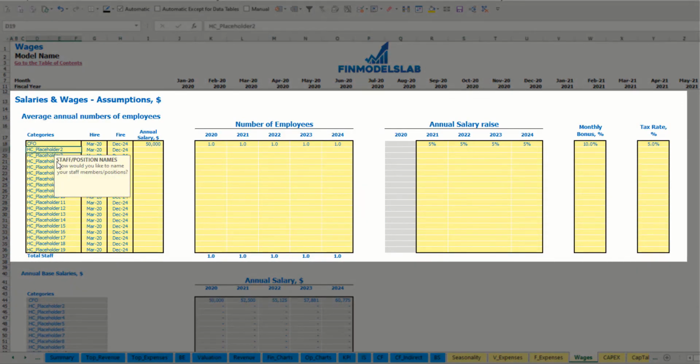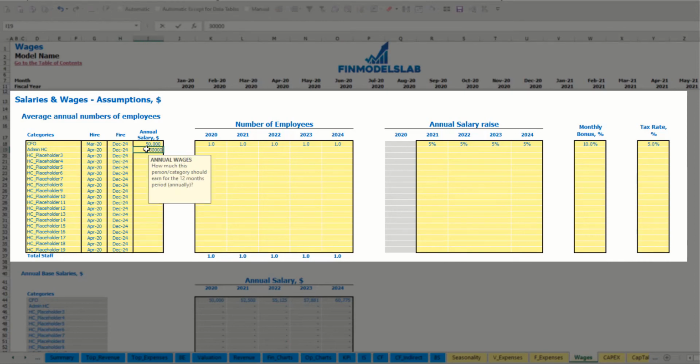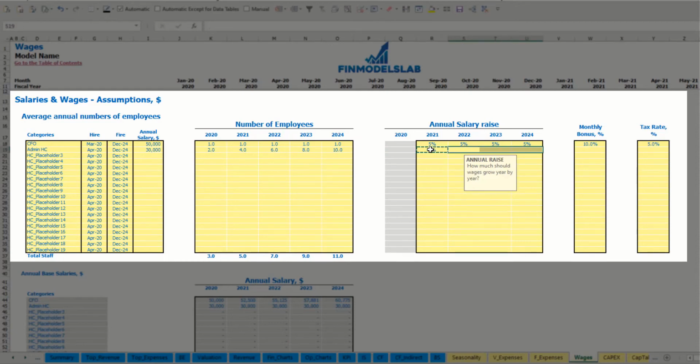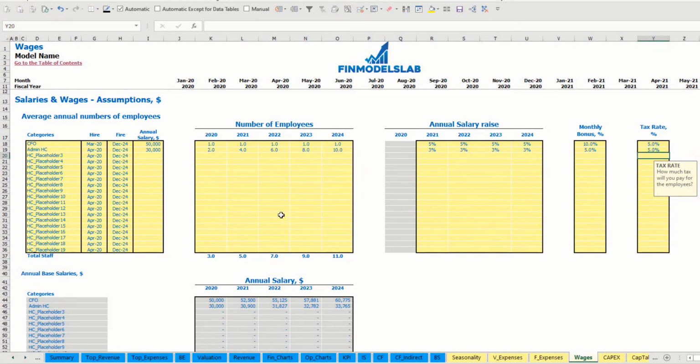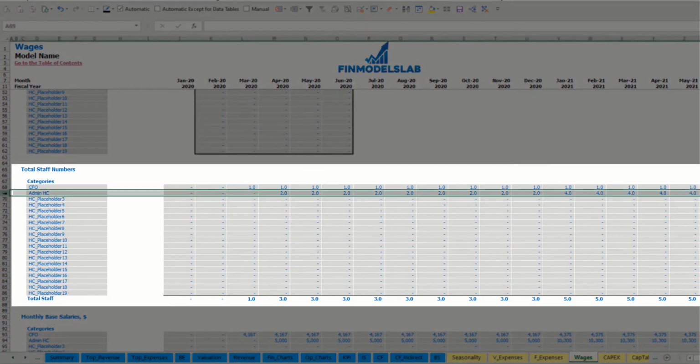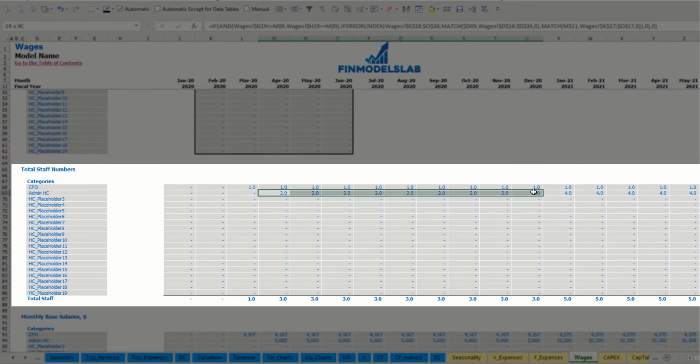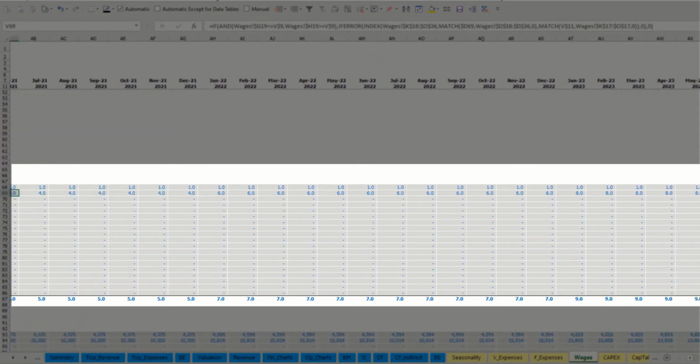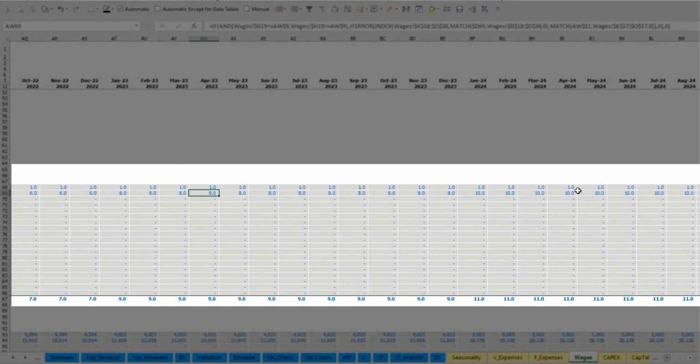Another option, let it be admin headcount, which will start in April and will grow till the end of the model with annual salary of $30,000. Let it be 1, 2, then 4, 6, 8, and 10 headcounts in years 1 through 6. 3% of annual salary growth, 5% of monthly bonus, and 5% of payroll tax rate. So in here you may see total staff numbers, which is 2 for year number 1, 2020. Starting from year 2021, you'll have 4, then 6, 8, and 10 in the last year of the model.